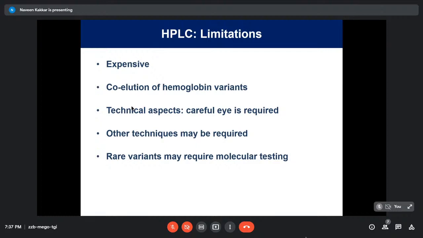Now the machine itself is very easy. You put the sample, program, and move away. It'll give you the report. But a careful eye and experience is required to interpret because it doesn't give you everything in black and white. There are times when you have to interpret and understand what is happening.